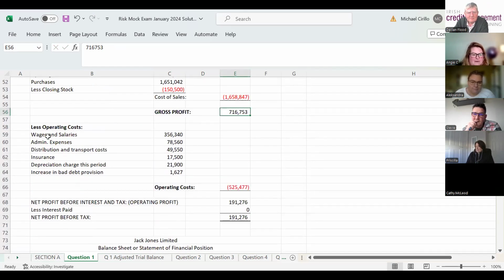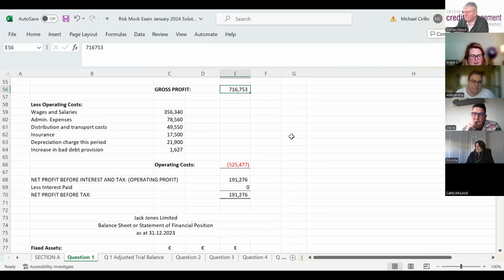So perfect. Okay, so we have our total of our operating costs, and then you'll have your net profit before interest and tax, which I had in already. That'll formulate that for you. Less your interest, which is 21,070.